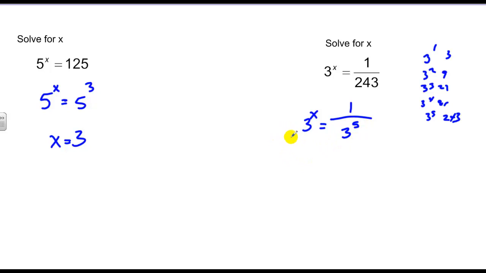Now I know I have to have 3 to the x is equal to 3 to some power in order to set those powers equal. I can't have 1 over 3 to the fifth. So like I said before, if I have a fraction, I'm probably using a negative exponent. We've talked about those before. If I want a negative exponent, I take the reciprocal of something. So if I take the reciprocal, in other words, bring the 3 to the fifth to the numerator, I can make its power negative. So therefore, x equals negative 5.